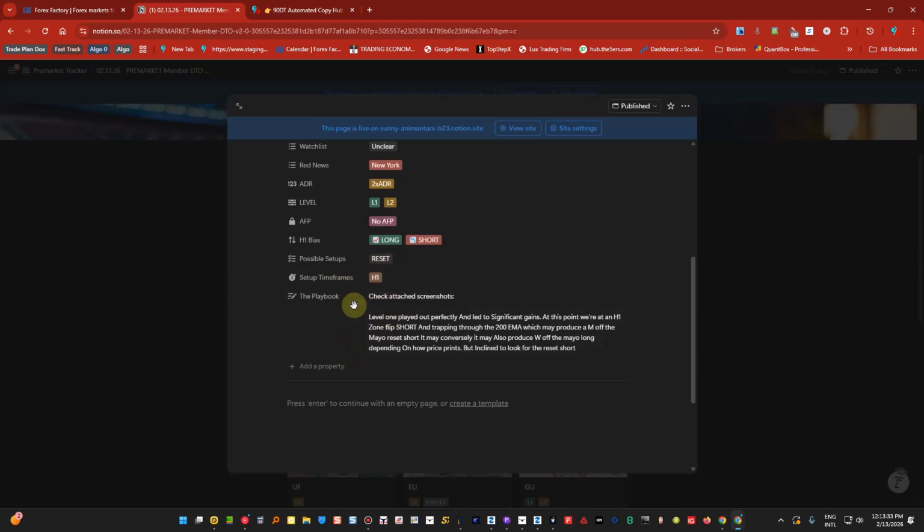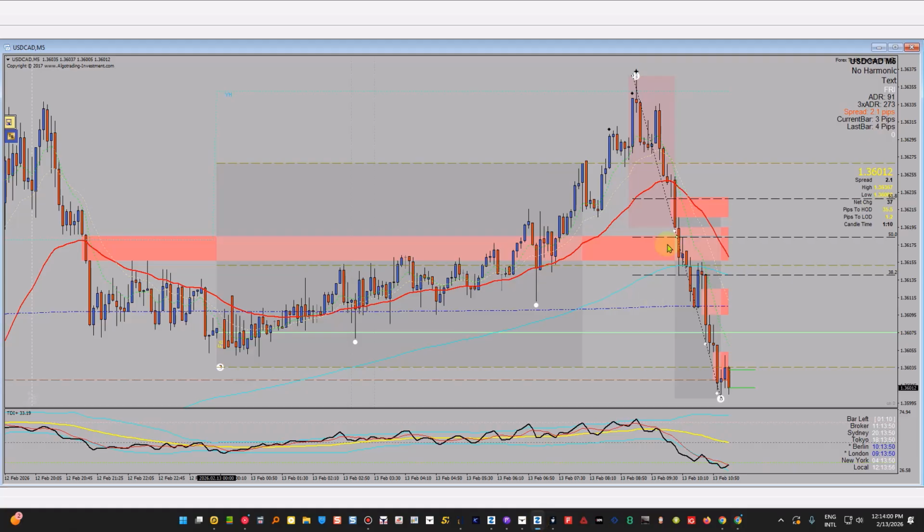Then I have some analysis commentary. Level 1 played out perfectly, led to significant gains. At this point, we're at an H1 zone flip short, trapping through the 200 EMA, which may produce an M off the Mayo reset short. It may conversely also produce a W off the Mayo on the lower time frame to produce a long trade, depending on how price prints, but inclined to look for the reset short. And as you can see, here's our reset short.